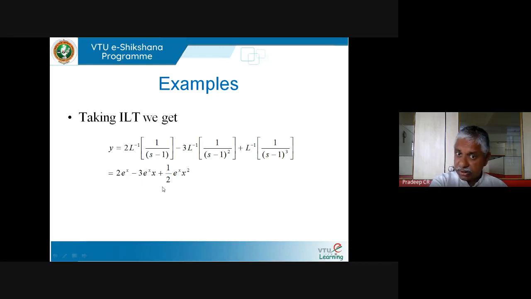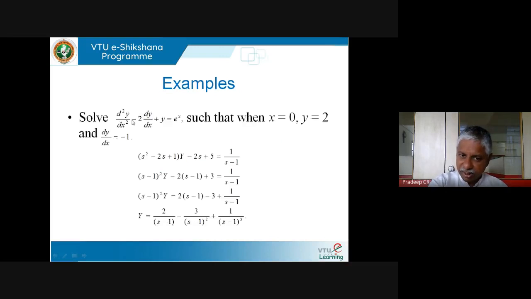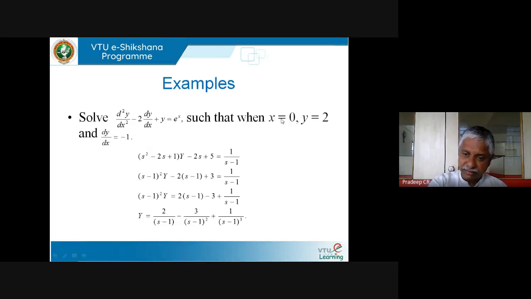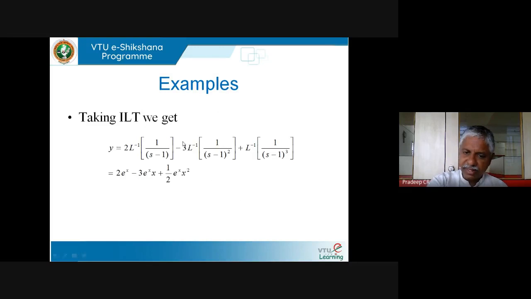I will not do this now, but I expect you to check that this is indeed the solution of the given differential equation, which is this. That means you differentiate y of x twice, find d square y by dx square minus 2 dy by dx, and add that same function. The answer you must get is e power x. And also this is easy to check. When x equal to 0, what is the value of y and what is the value of dy by dx? When x equal to 0, these two terms become 0 and this will become 1, so it will be 2, which is correct.